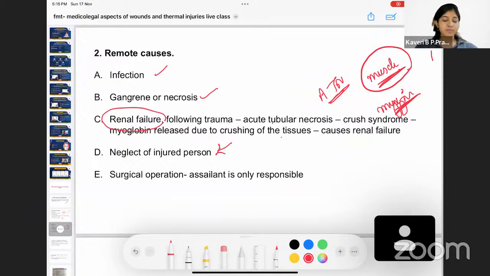Even then, there could be necrosis. Whenever there is gangrene or necrosis of the muscles, there is going to be breakdown of the muscle fiber. What is a muscle fiber? The muscle protein, it is nothing but myoglobin.